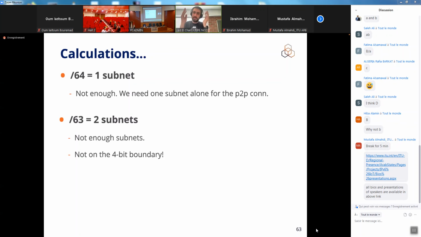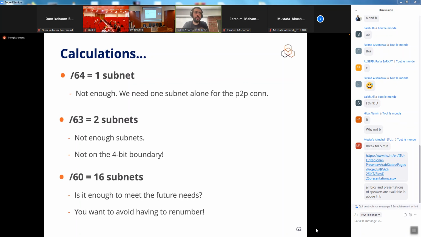You remember the 4-bit boundaries when we do subnetting? So 64, 60, 56, 52, always use 4-bit boundaries. So from now on, we are going to only consider options that are 4-bit boundary respecting. Okay? So /60. If I give every house a /60, in other terms, I'm giving every house 16 different networks. Does it work? Yes, it works.